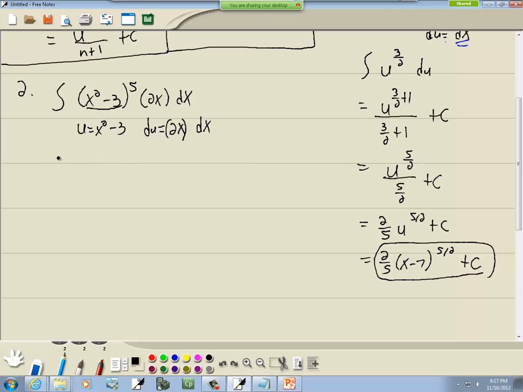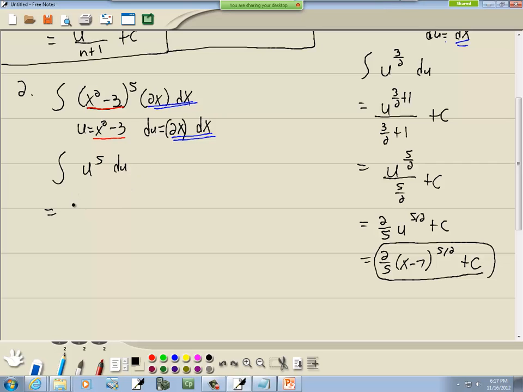So now we're ready to do our u substitution. This gets replaced by u, so we've got u to the 5th. This right here gets replaced by this, and then the 2x dx gets replaced by du. Now it has to match exactly. If I didn't have a 2 here, I'd have to get a 2 there somehow.